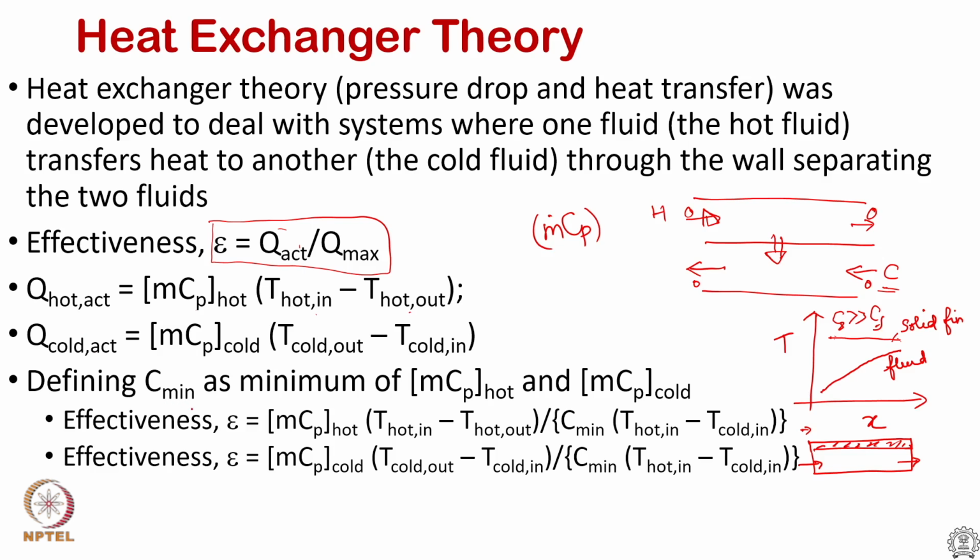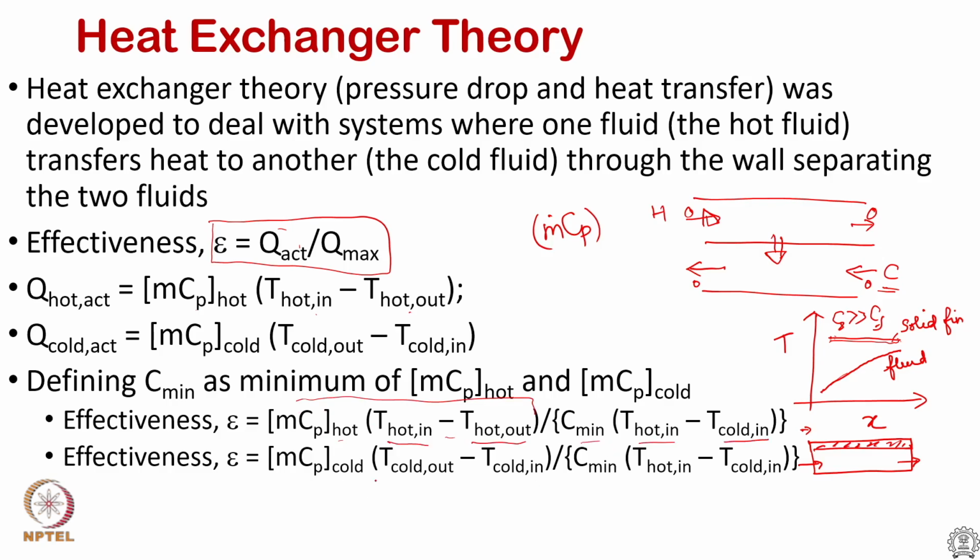So defining C minimum based on the idea that I just discussed, that the solid side heat transfer temperature is going to be more or less flat relative to the fluid temperature. There will be some gradients, but it is going to be much smaller in comparison to the gradient on the fluid, which is, for example, air side. So one can write the expression of effectiveness on either the hot side or the cold side as m dot Cp of the hot side into T hot minus T hot out. This is your Q actual divided by C minimum into T hot in minus T cold in.